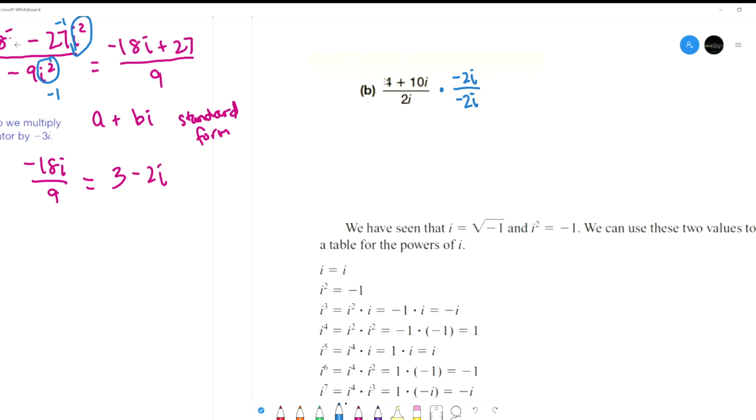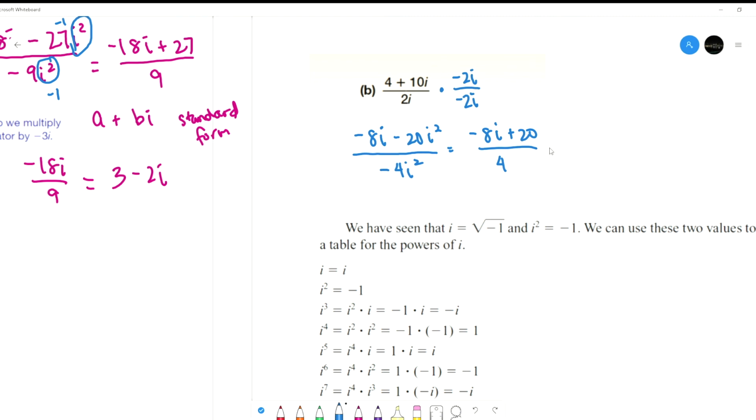We have 4 times negative 2i is negative 8i. And then 10i times negative 2i is minus 20i squared. Over this, 2i times negative 2i is negative 4i squared. So now we can replace the i squared with negative 1, right? You multiply both of these by negative 1. So we should have negative 8i, and this is now plus 20 over positive 4.